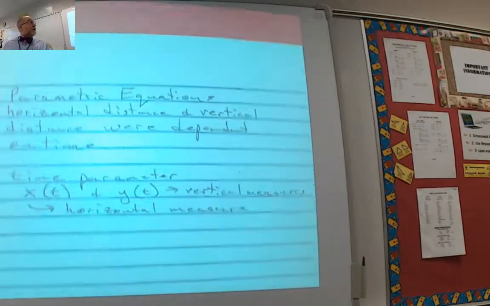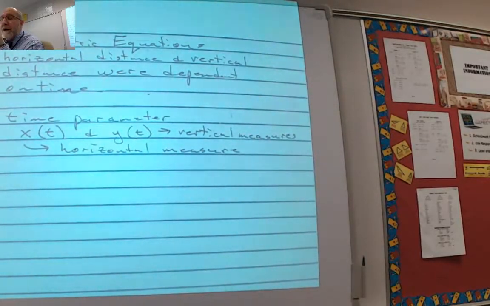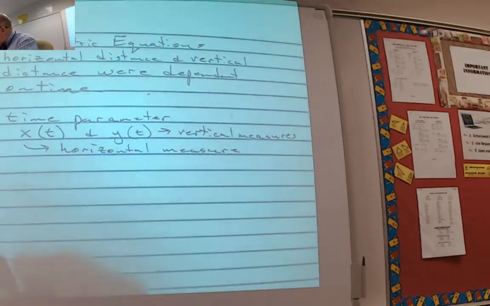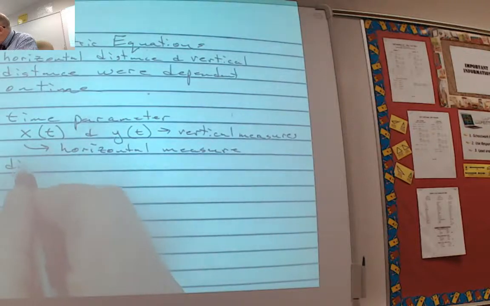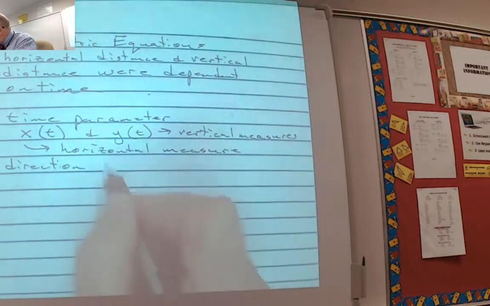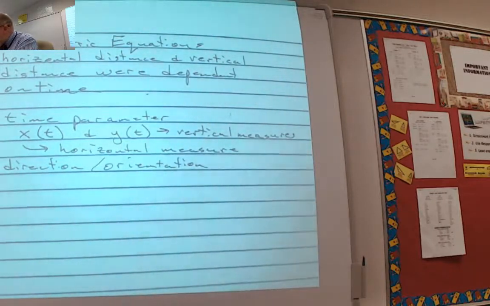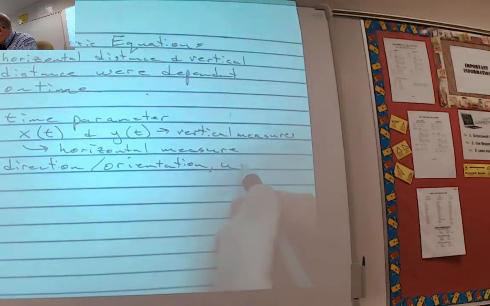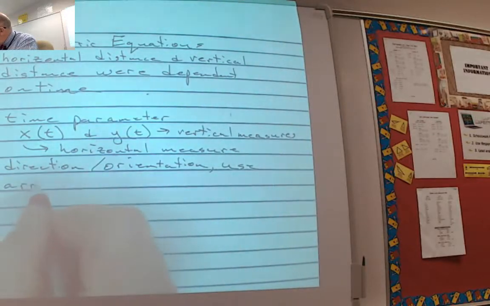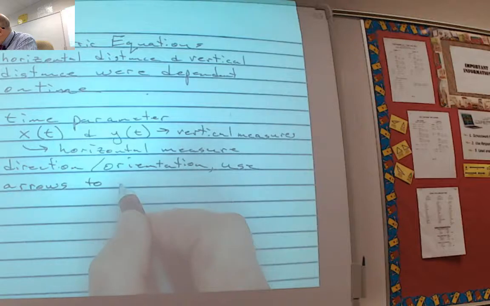And in a parametric equation, it doesn't always have to be time, but time is what you're going to see the most of, and it is the variable that causes change in both the y and the x values. All right? And we have something called direction. And direction is going to be called orientation. And we use arrows to show orientation.